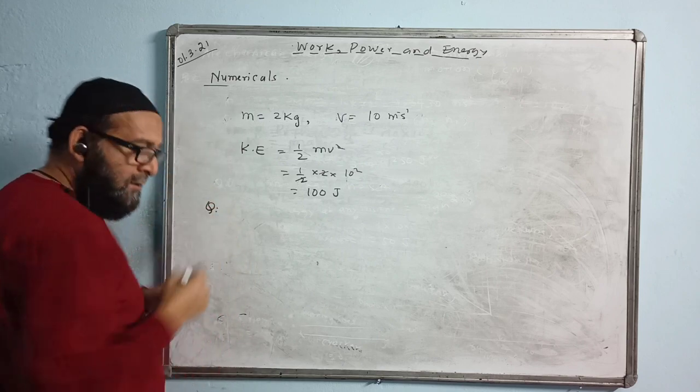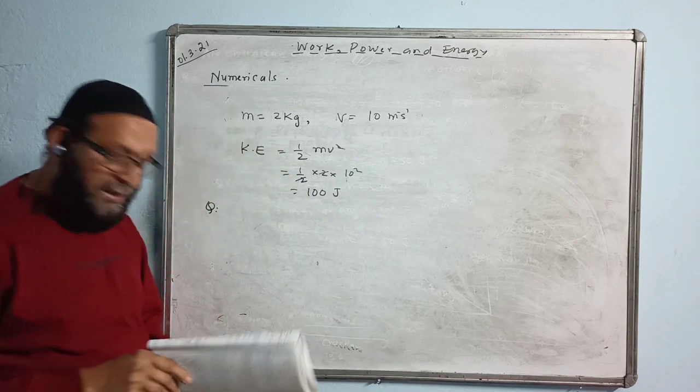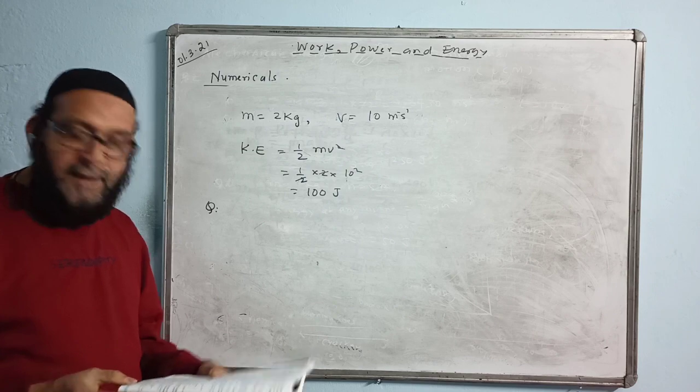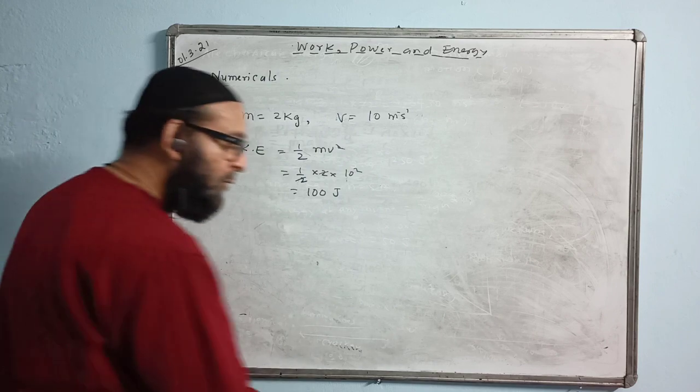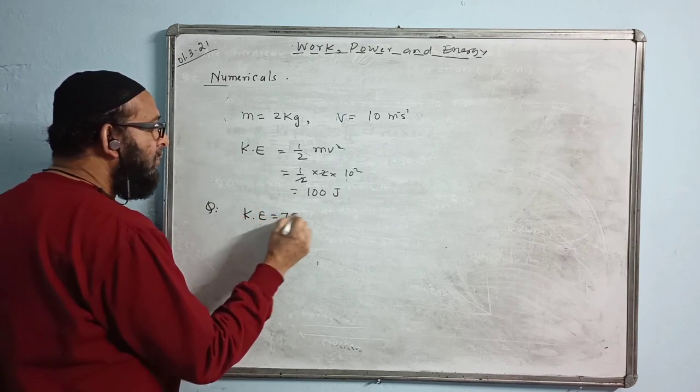Next question is: how fast should a man weighing 600 Newton run so that his kinetic energy is 750 joule? This time the kinetic energy value is given as 750 joule.